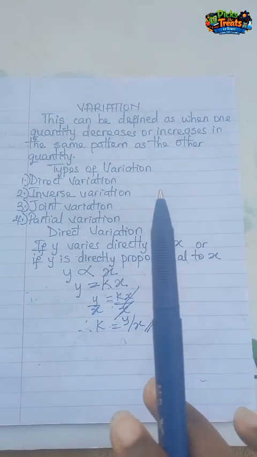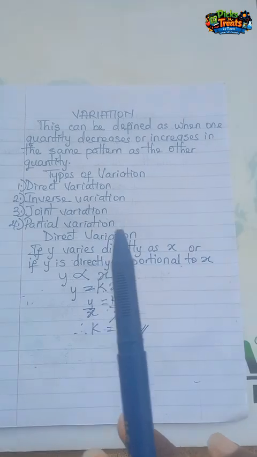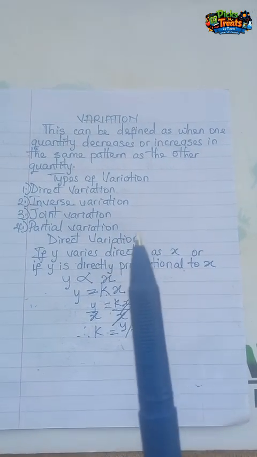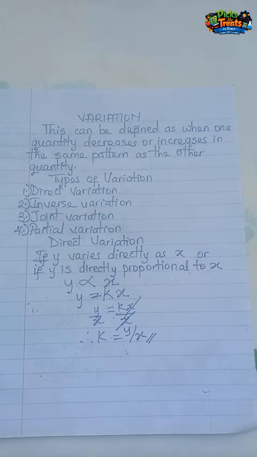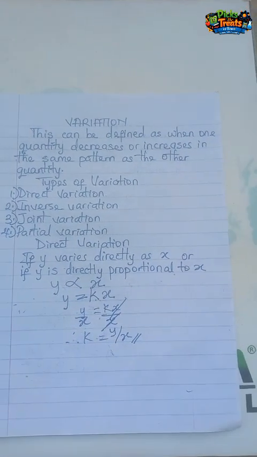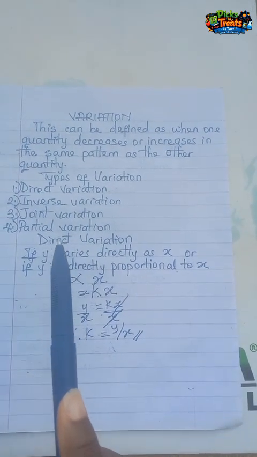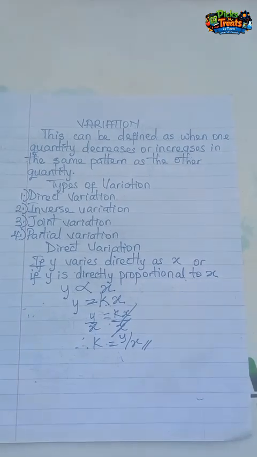Now let's move on. Types of variation. We have direct variation, inverse variation, joint variation, and partial variation. Those are basically the types of variation we have. So let me take the first part, which is direct variation.